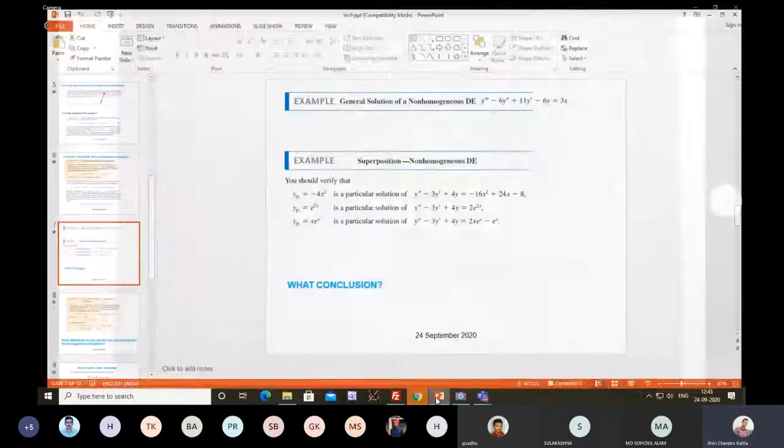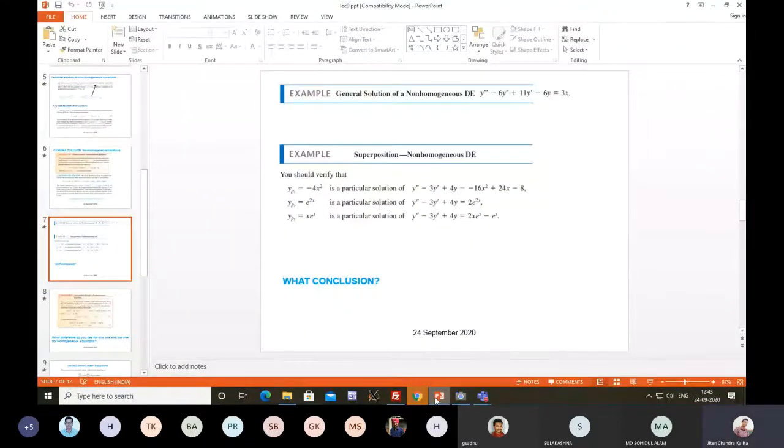Now, this is an interesting example. So what it is asking: you have been given three functions, and you can easily verify that those three functions are particular solutions of the given differential equations. So what conclusion can you draw from there?